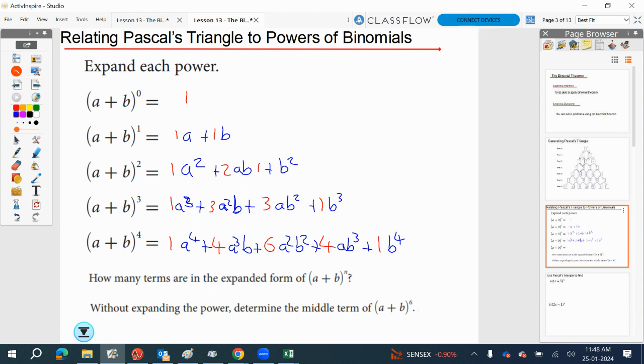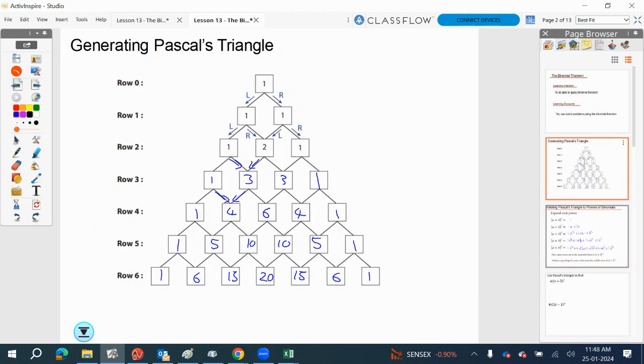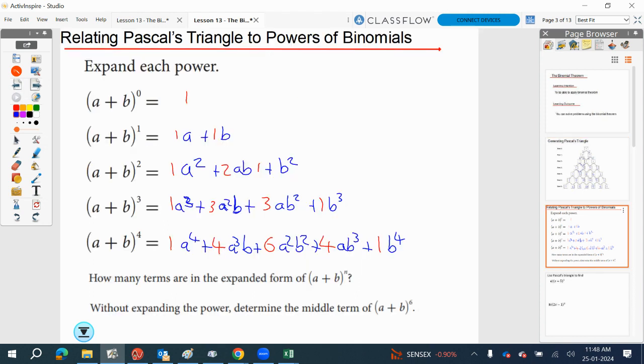How many terms are there in the expansion of a plus b to the n? N plus 1. Why is it n plus 1? Because Pascal starts at 0. It starts at the 0th level. So the first row starts at 0, the second row starts at 1, and there are 2 terms. The next row is 2, and there are 3 terms. The next row is 3, and there are 4 terms. So there are n plus 1 terms. This one's important. This is usually where you go wrong. It's forgetting that basic idea.